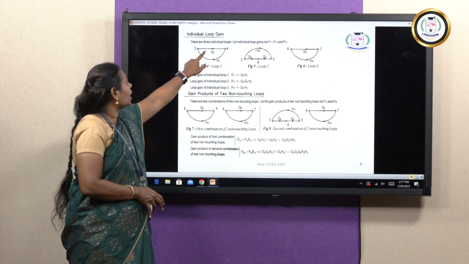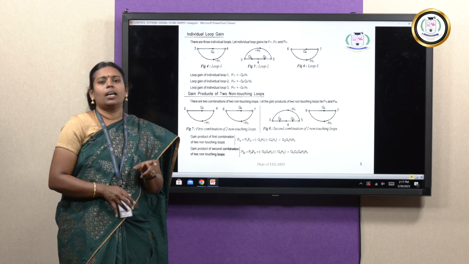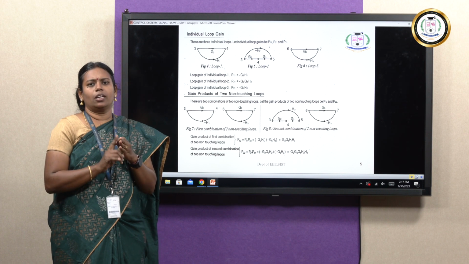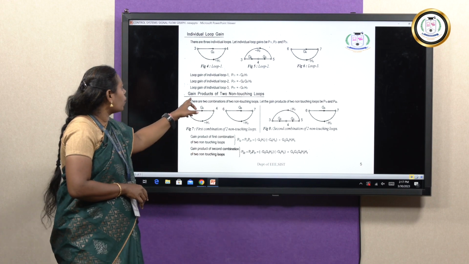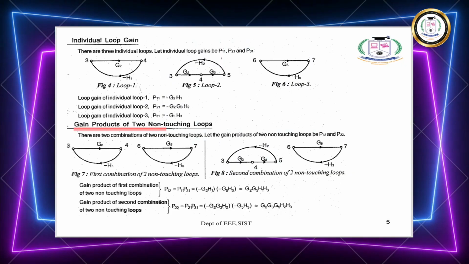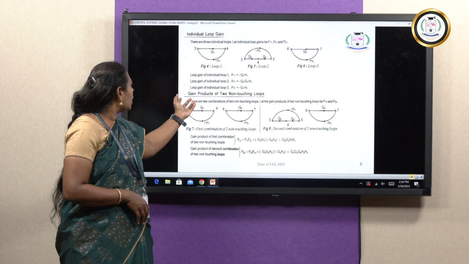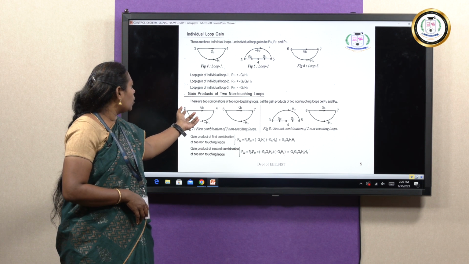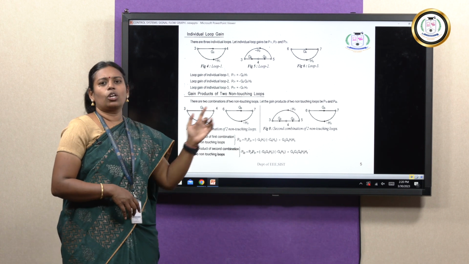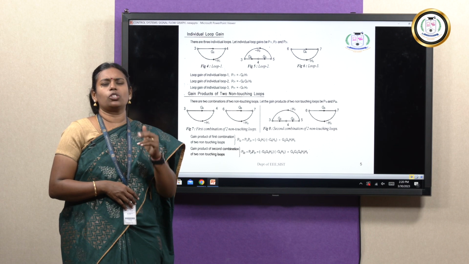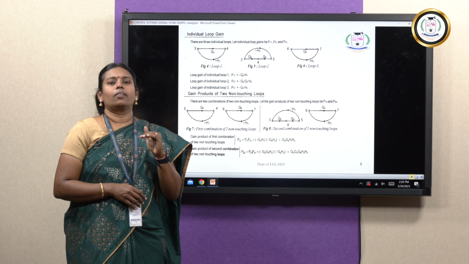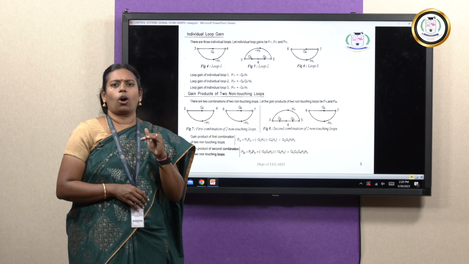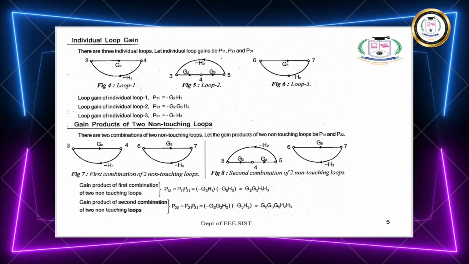So multiply the gains in each and every loop. In this problem, we have three individual loops. This is your second step. Third step, we are going to find the gain product of two non-touching loops. So here we are going to take two loops, 3, 4 and 6, 7. If you see 3, 4, 6, 7, you are taking two loops. In the two loops, no number is repeated. That means these two loops are non-touching loops. So 3, 4 and 6, 7.